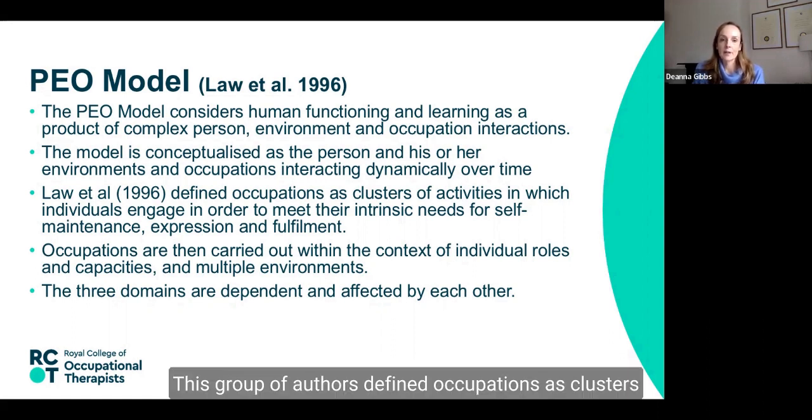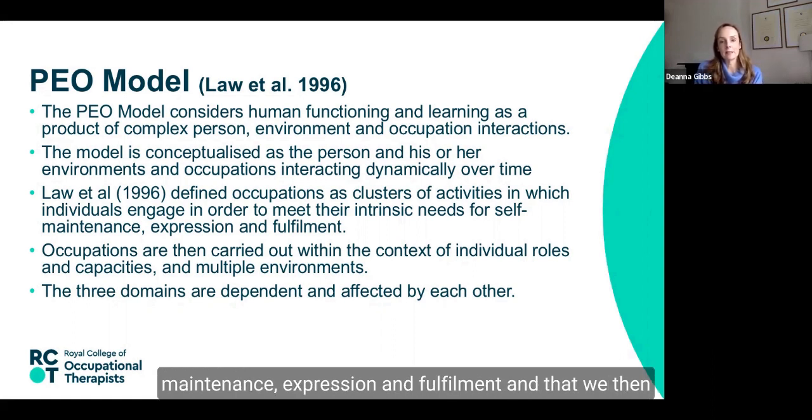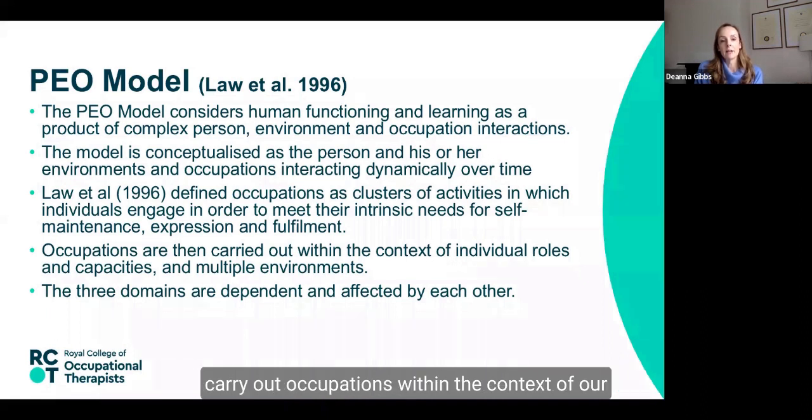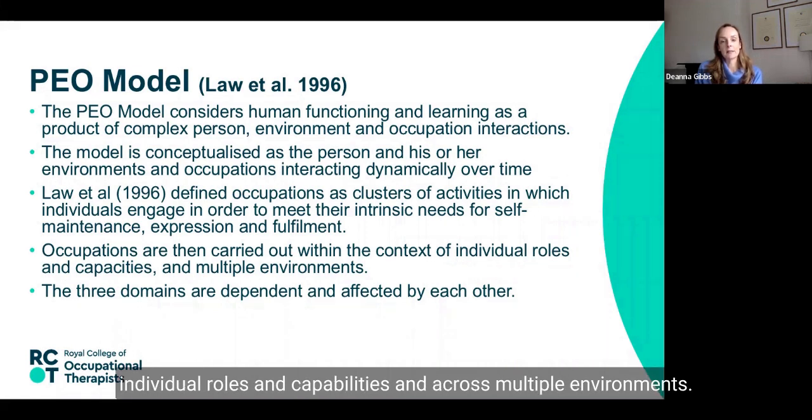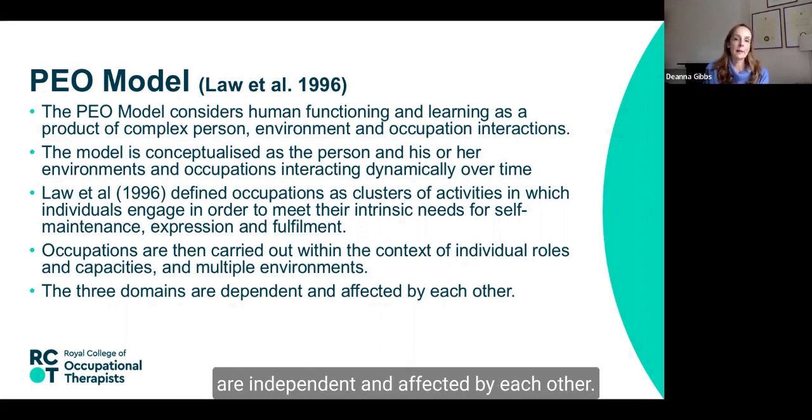This group of authors defined occupations as clusters of activities in which we all engage in order to meet our intrinsic needs for self-maintenance, expression, and fulfillment, and that we then carry out occupations within the context of our individual roles and capabilities and across multiple environments. The three domains of person, environment, occupation are independent and affected by each other.